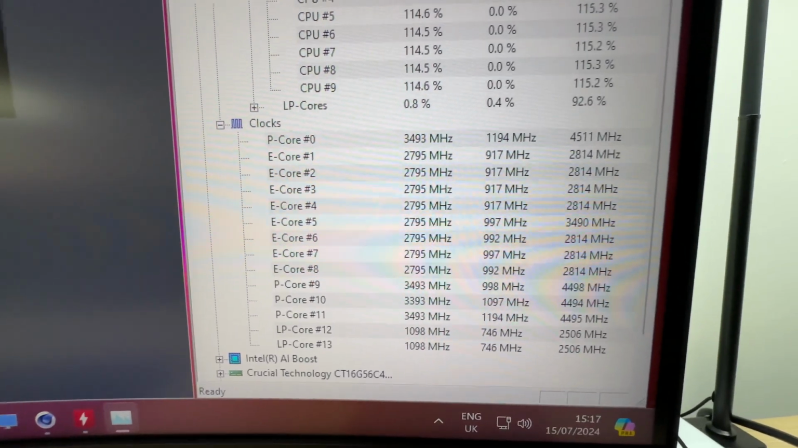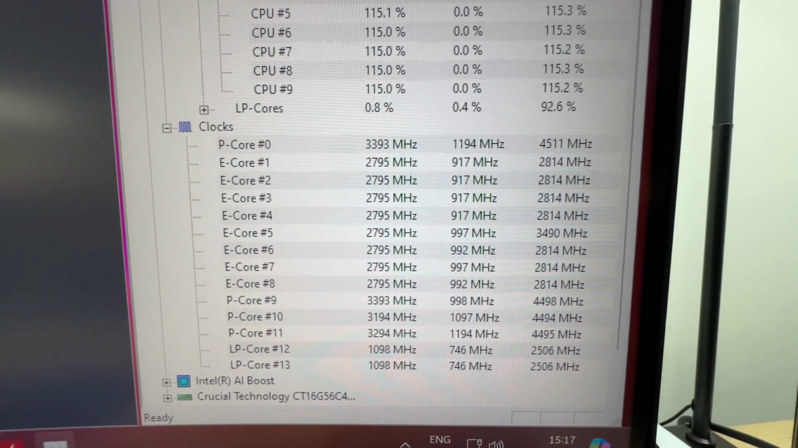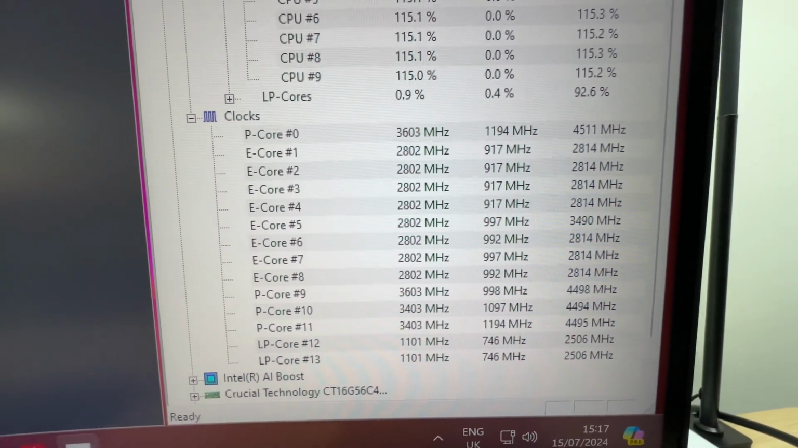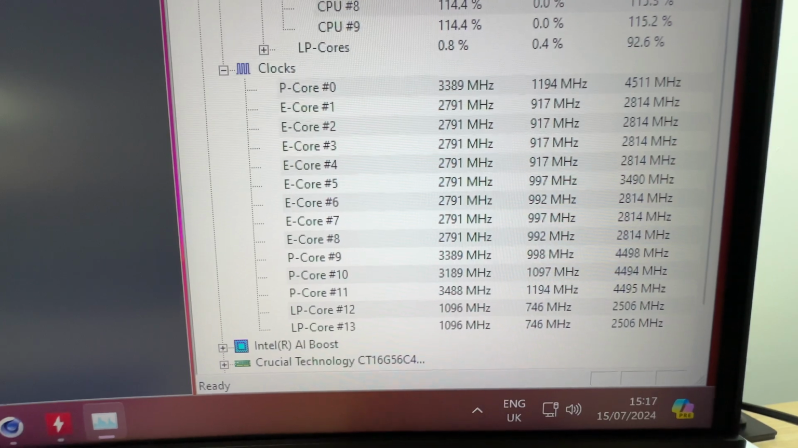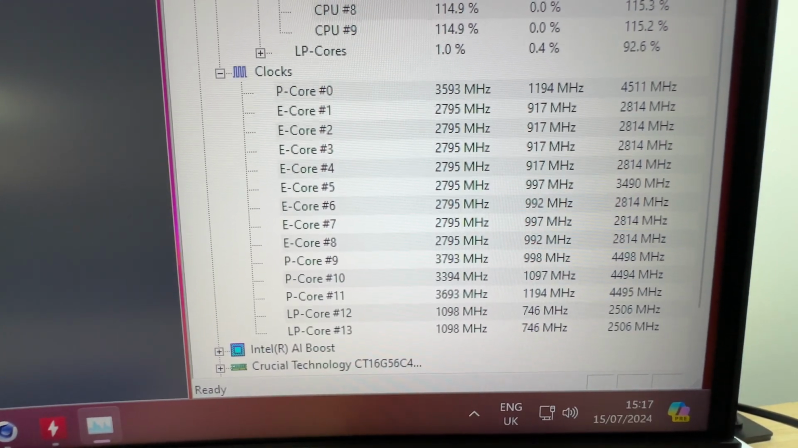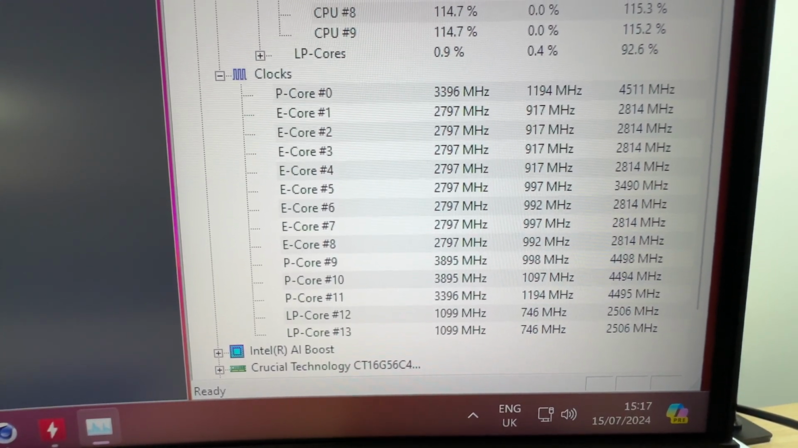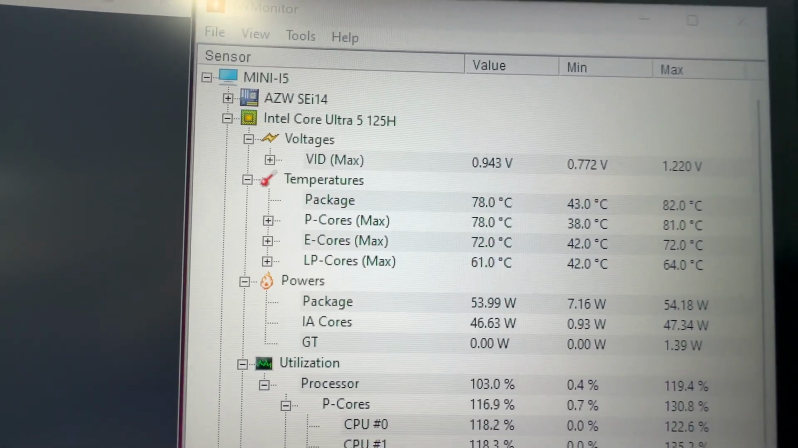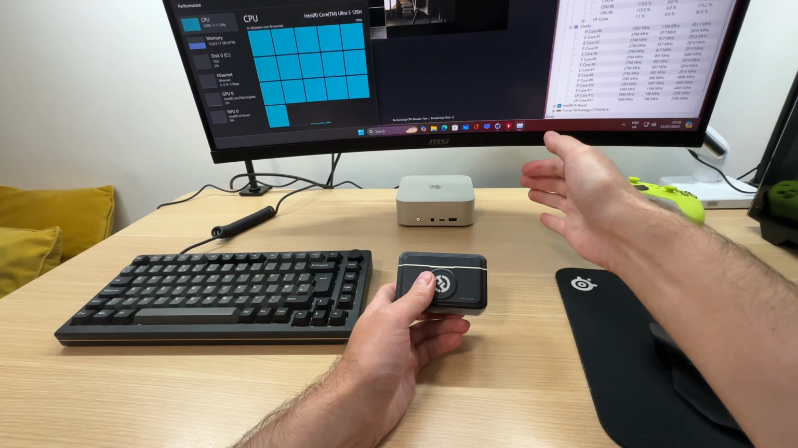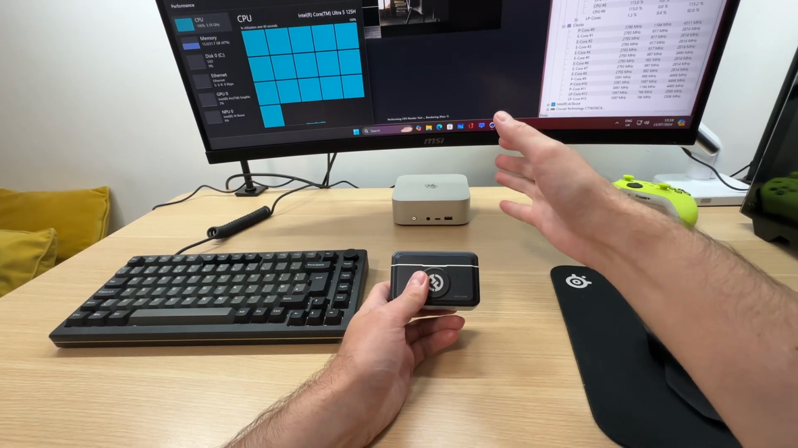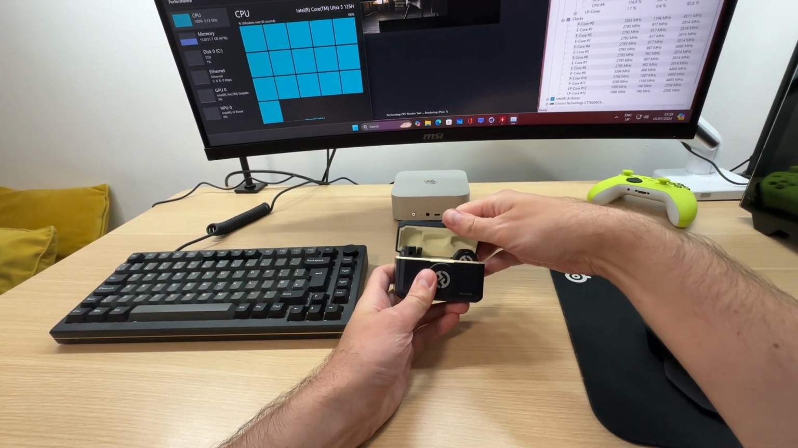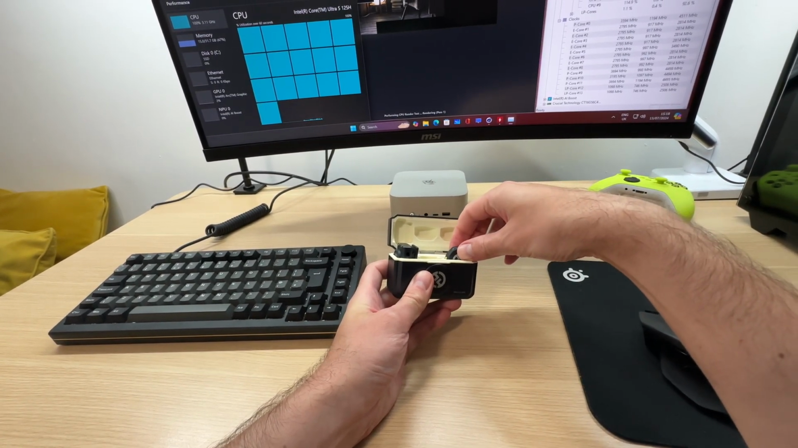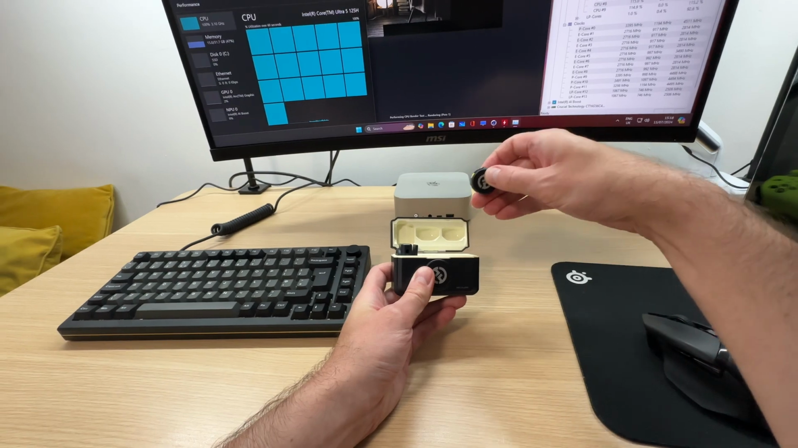The fastest P core boosted to 4.5 GHz max. However, at the moment, it is keeping those P cores at around 3.2 to 3.5 GHz. The temperature is staying at around 80 degrees. And the PC is not silent, however, it is not loud either. Let's take a listen. I'm going to use this wireless microphone to let you listen to the noise.